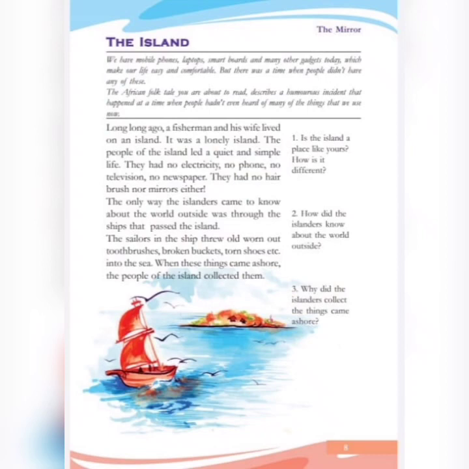The island. Long, long ago, a fisherman and his wife lived on an island. It was a lonely island. The people of the island led a quiet and simple life. They had no electricity, no phone, no television, no newspaper. They had no hairbrush nor mirrors either. The only way the islanders came to know about the world outside was through the ships that passed the island.